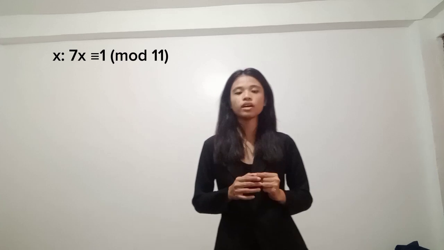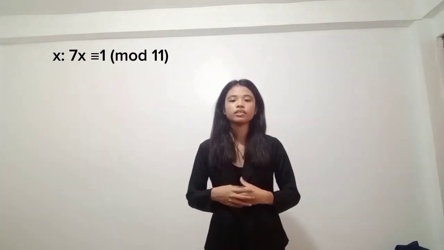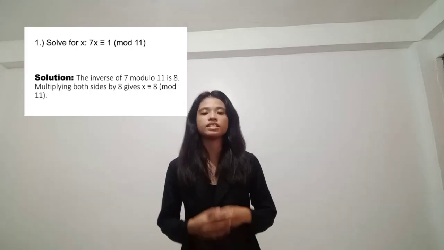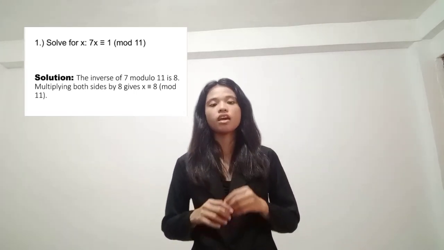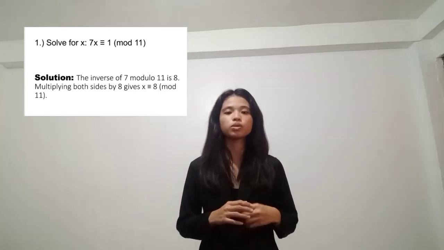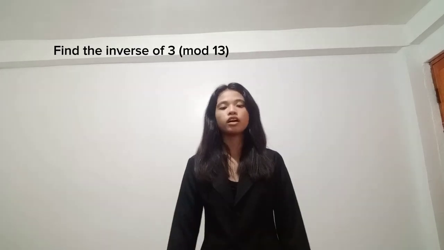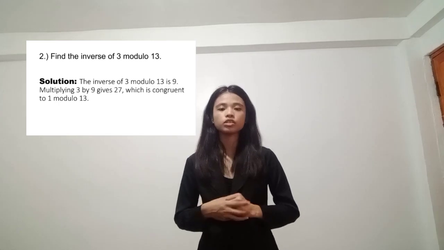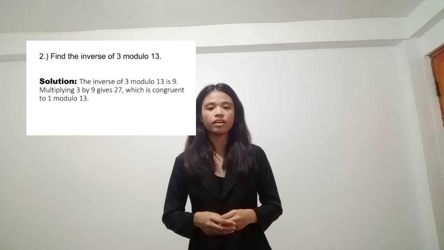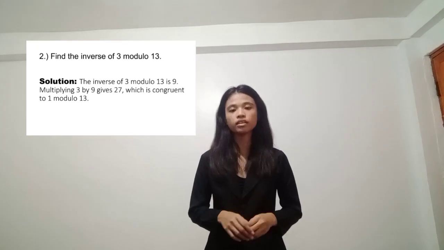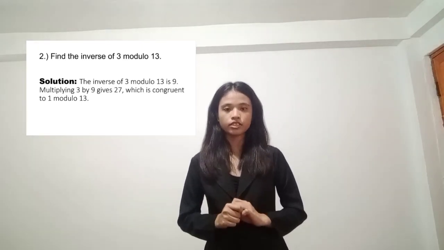First example, solve for 7x congruent to 1 modulo 11. The inverse of 7 is 8. Multiplying both sides by 8 gives x congruent to 8 modulo 11. Second example, find the inverse of 3 modulo 13. The inverse of 3 modulo 13 is 9. Multiplying 3 by 9 gives 27, which is congruent to 1 modulo 13.